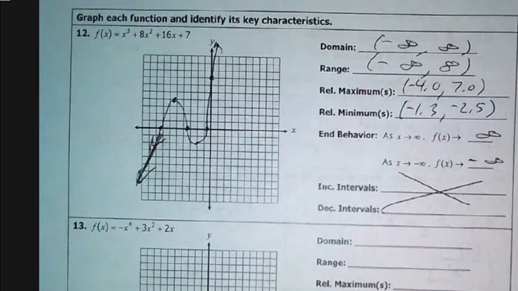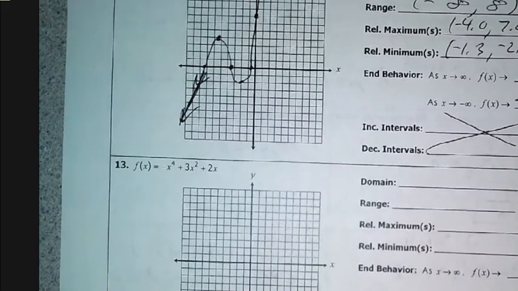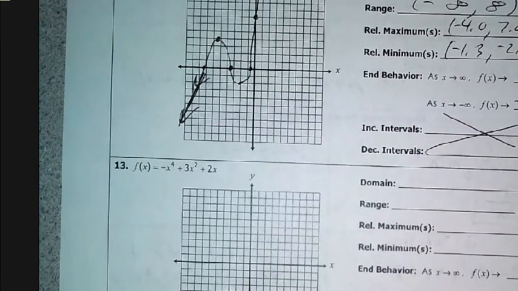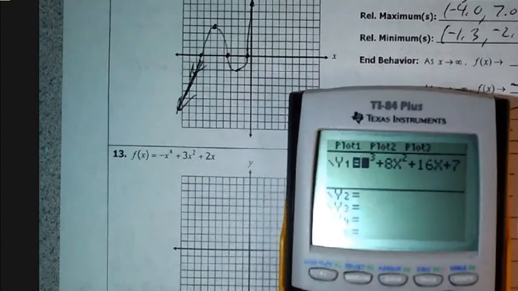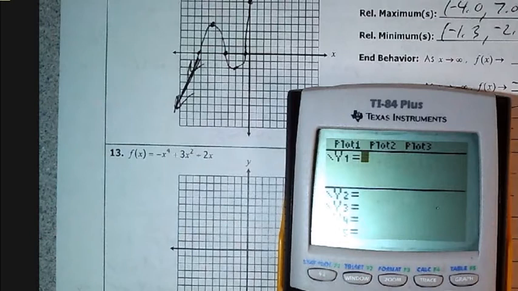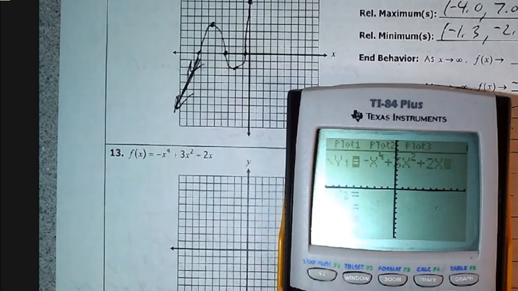Alright? Is that infinity to negative infinity? Yes. Okay, number 13. Go back to y equals, delete the previous function, start over. Negative x to the 4th plus 3x squared plus 2x, graph it.